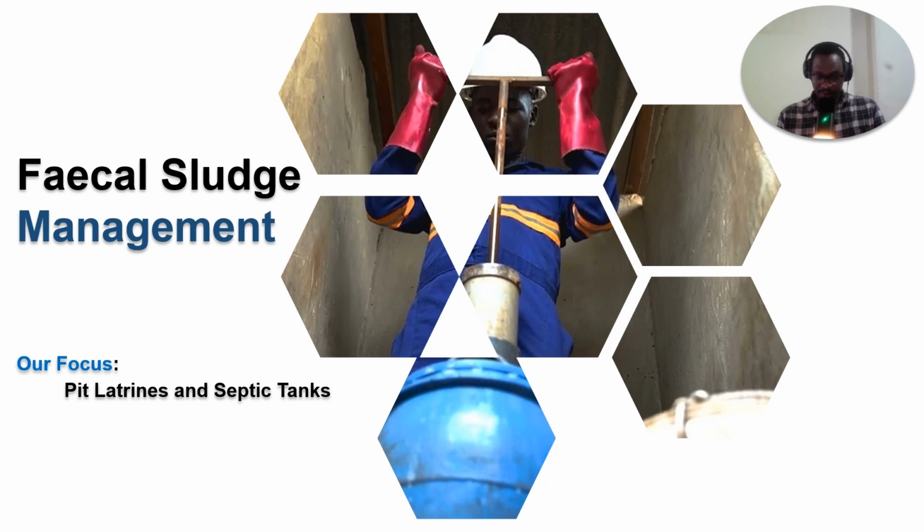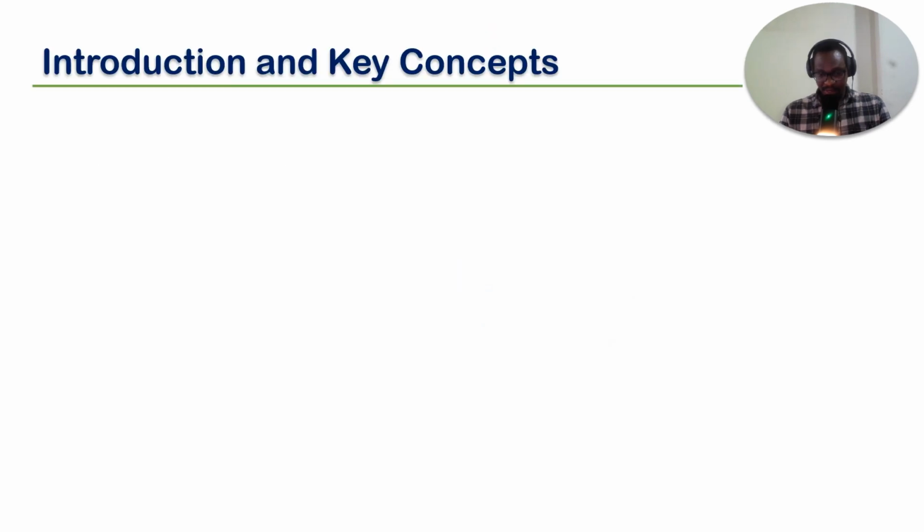Okay, hello. Today we're talking about fecal sludge management, and our focus is on pit latrines and septic tanks. These are common fecal waste containment units that are found in cities, municipalities, town councils, and even the villages, depending on where you're located. For starters, let's dive into the key concepts.